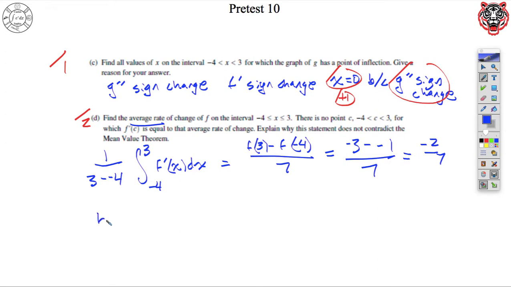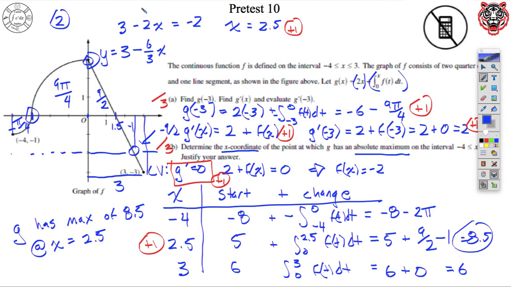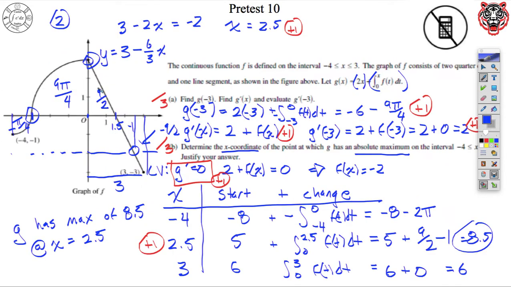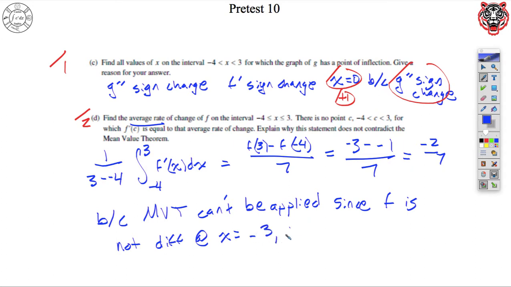So we can basically just abbreviate this. The reason is because MVT can't be applied, and the rationale for why it can't be applied is since our function here was called f, f is not differentiable at x equals, what were our 2 points? It was x equals negative 3 and 0. And that's all you need. Okay, 2 points: 1 point if you had the explanation talking about where it's not differentiable at those 2 points, and 1 point if you have negative 2/7.